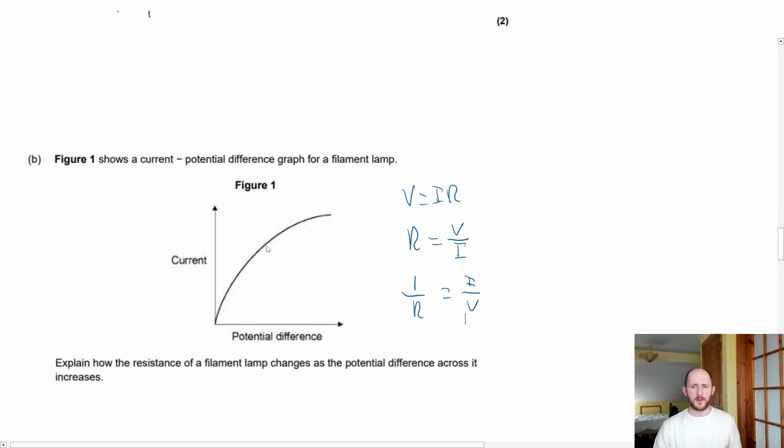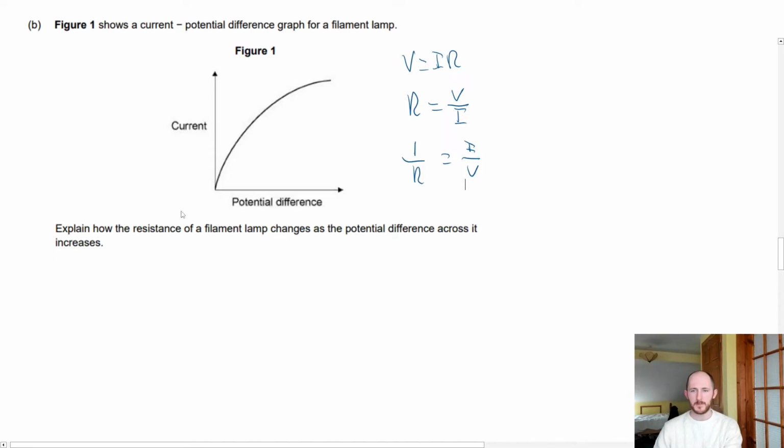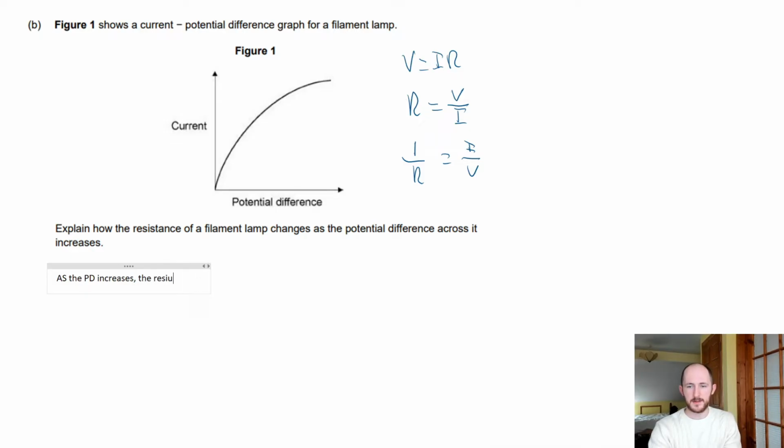So you might be wondering, why on earth do we draw this? It's because the potential difference is the thing we control, not the current. The current is the dependent variable. So, explain how it changes. The first thing I would write is that as the potential difference increases, the resistance increases. There you go. That's 1 mark already.